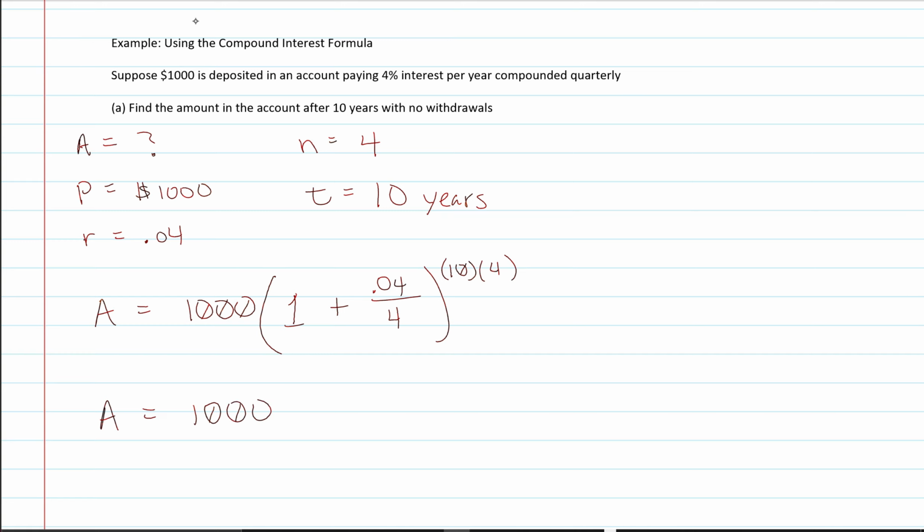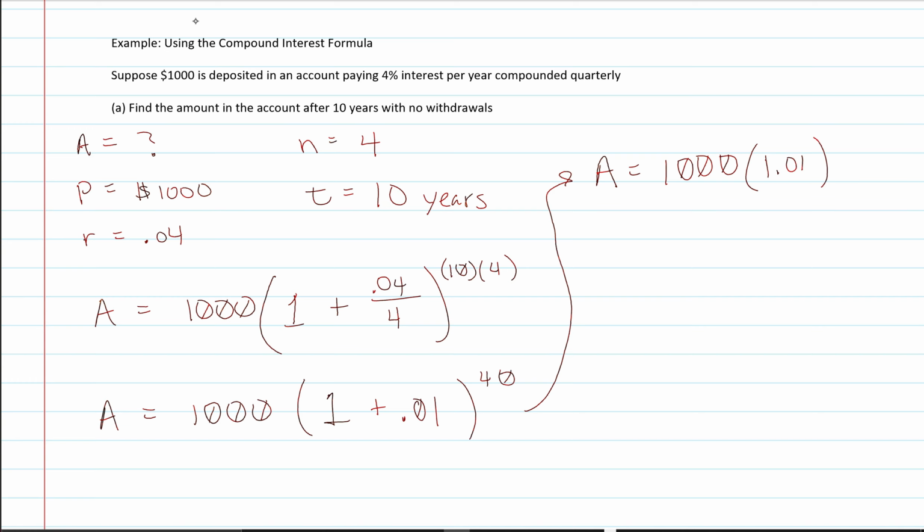So we have 1,000, and of course we have to do what's in the parentheses first, and I know that 10 times 4 will give me 40 there. So 1,000 times the quantity of 1 plus, and now I'm calculating the 0.04 divided by 4. 4 hundredths divided by 4 gives us 0.01. So now taking that and doing what's in parentheses still, I get 1,000 times the quantity of 1 plus 0.01 is 1.01 raised to the 40th power.